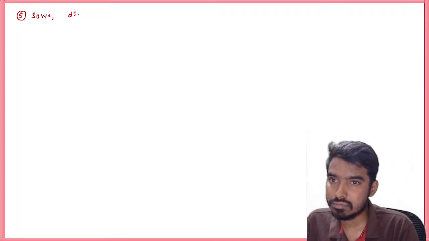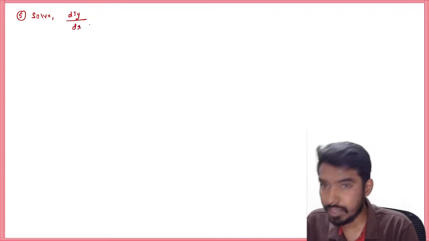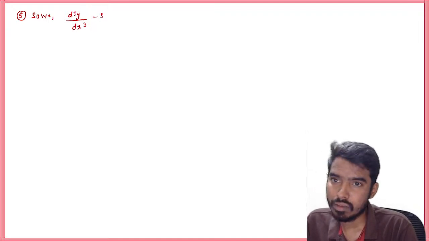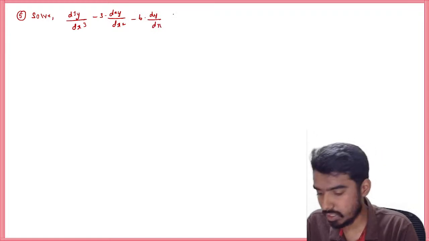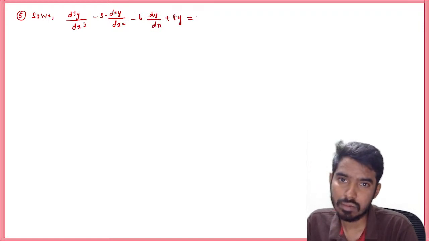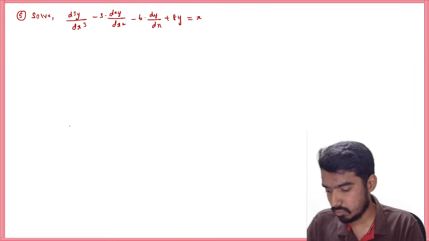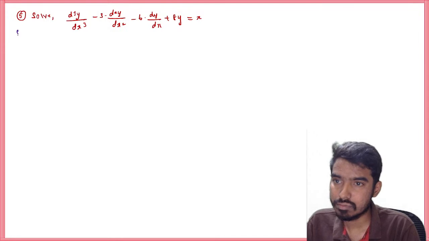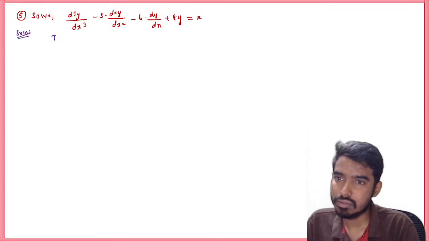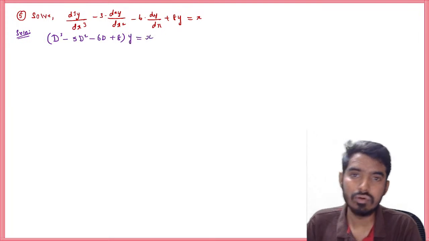Solve d cube y by dx cube minus 3 times d square y by dx square minus 6 times dy by dx plus 8y is equal to x. I'll do it fast. This is same as (D cube minus 3D square minus 6D plus 8) of y is equal to x, right?